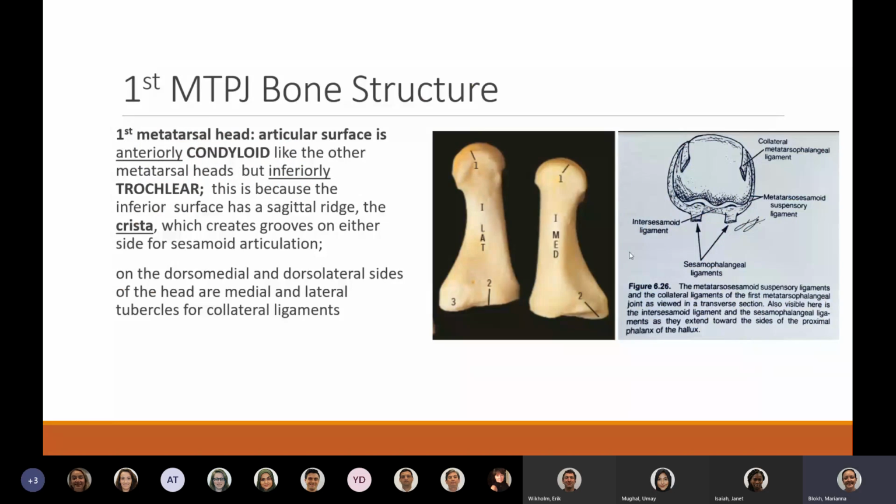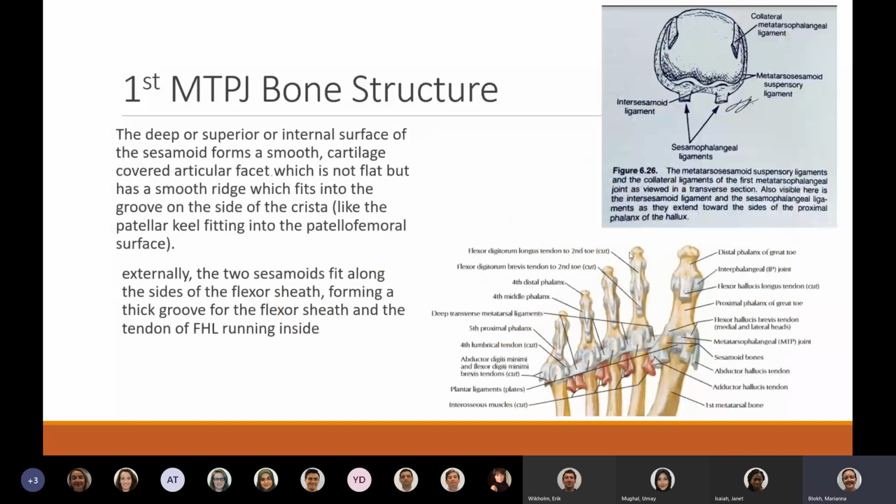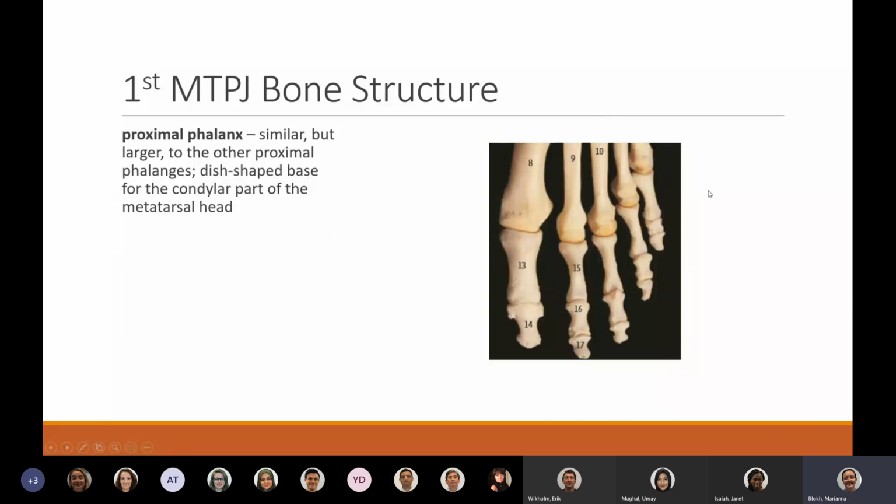Okay, first metatarsophalangeal joint. You can read on the structure. Again, here's good pictures about the components.